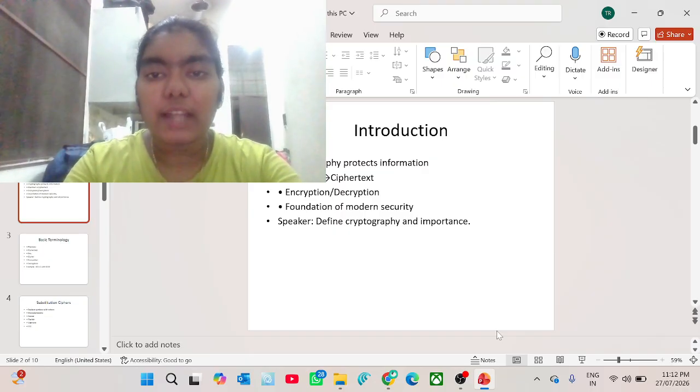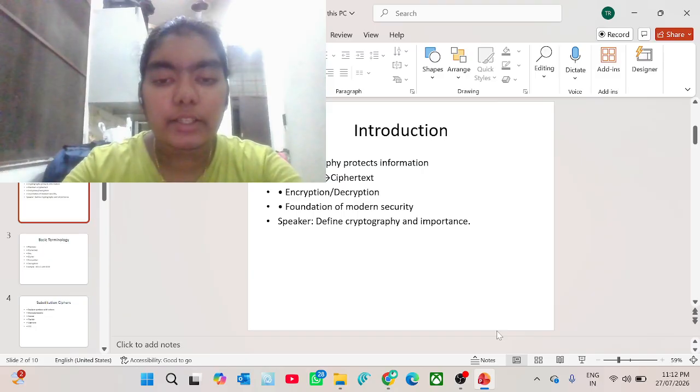Before learning about classical cryptography, let's understand what cryptography means. The word cryptography comes from two Greek words: crypto means hidden, graphy means writing. The main purpose of cryptography is to ensure that only authorized people can read the information. The original message is called plain text. After encryption, it becomes ciphertext, which appears meaningless. The receiver uses a key to decrypt the ciphertext back into plain text. Classical cryptography mainly uses two techniques: substitution and transposition.